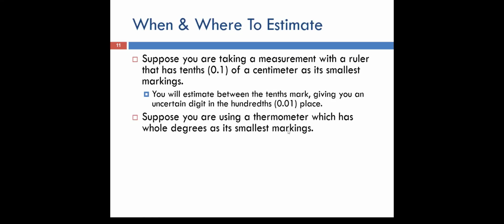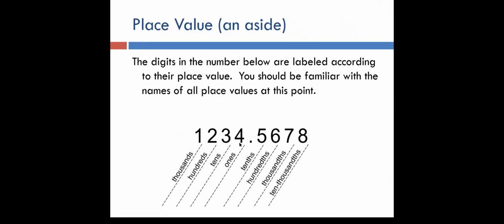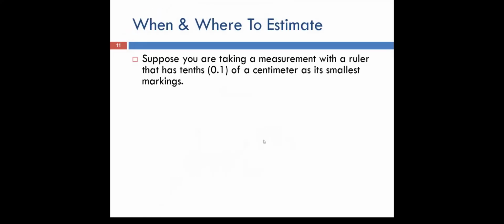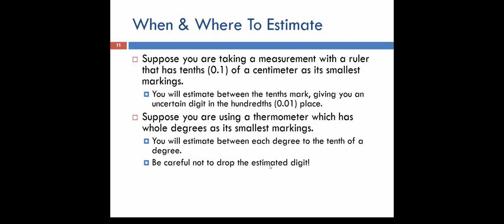If you're using a thermometer that has whole digits, in other words, the ones place as its smallest marking, you would always give your answer to what decimal place? What's 1 to the right of the ones place? The tenths place. And we call that last digit the uncertain digit, or the estimated digit. Let's take a quick look at an example of this.